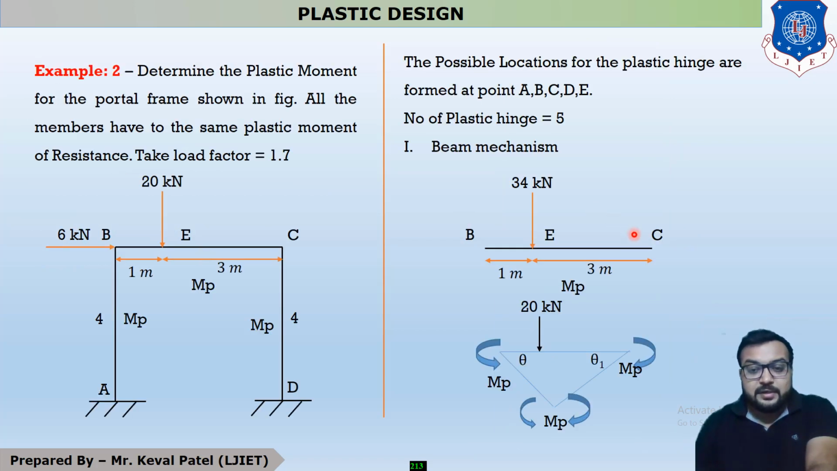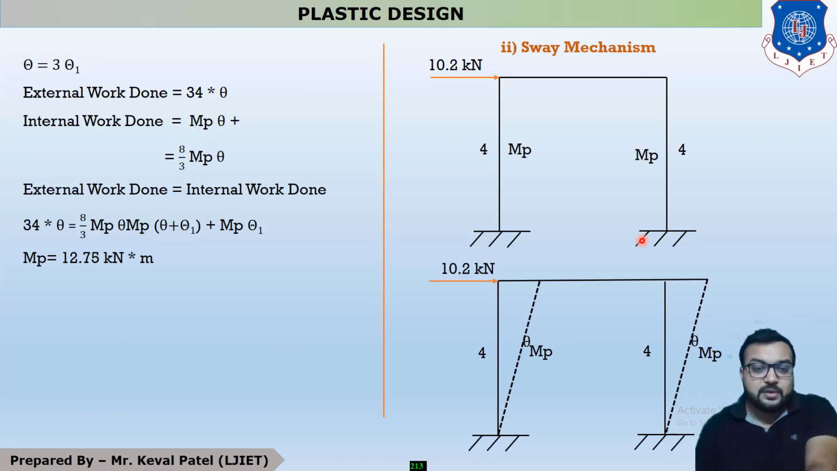Now the internal work done is Mp theta at this point, Mp into theta plus theta 1 at this point, and Mp theta 1 at the last point. Now we put the value of theta 1 equal to theta by 3, and you will get the answer 8 by 3 Mp into theta. There is some typing error in which Mp theta plus theta 1 and Mp theta 1 are not typed here. Now you can see that both answers are in the form of theta, so you can equalize these values.